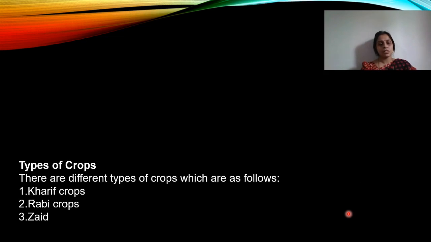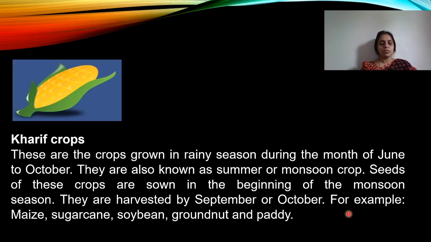Now coming to the seasonal types of crops: Kharif, Rabi, and Zaid. Coming to Kharif crops, these are the crops which are grown in the rainy season, during the months of June to October. They are also called summer or monsoon crops. The seeds of these crops are sown in the beginning of the monsoon season and harvested by September or October. For example, maize, sugarcane, groundnut, paddy, etc.